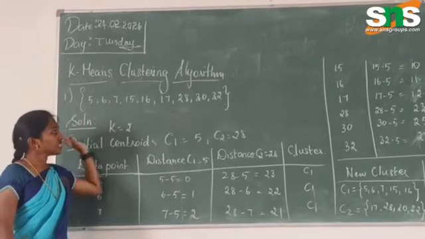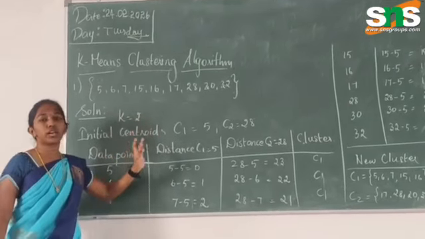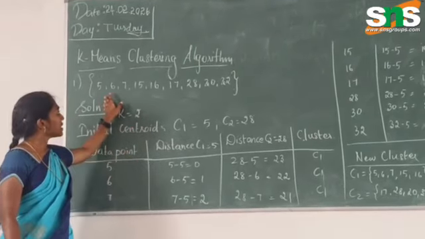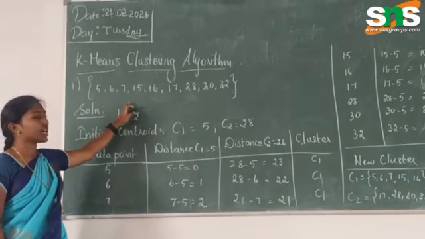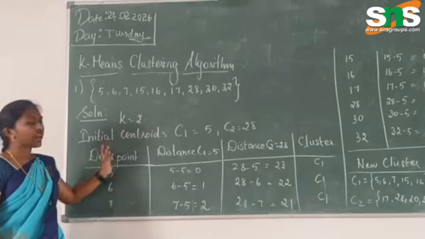Clustering algorithm. These are the data points given in the question. We are going to find the new centroids for this problem. So this is the data set. The data set is 5, 6, 7, 15, 16, 17, 28, 30 and 32. So we are going to find the clustering.